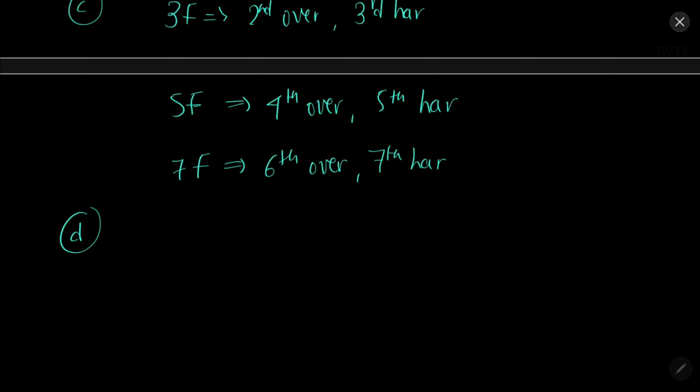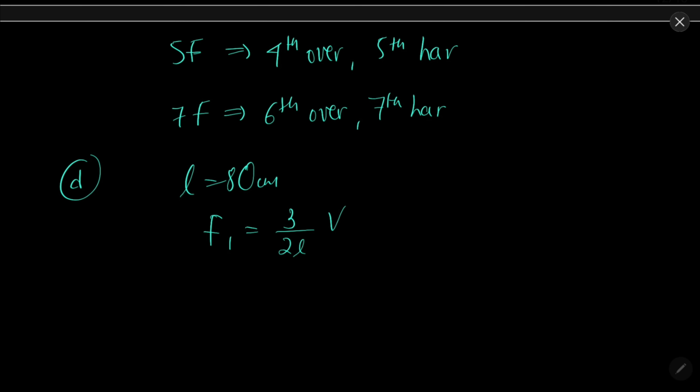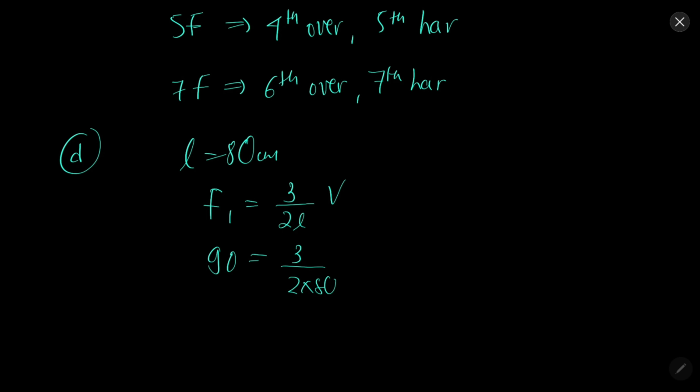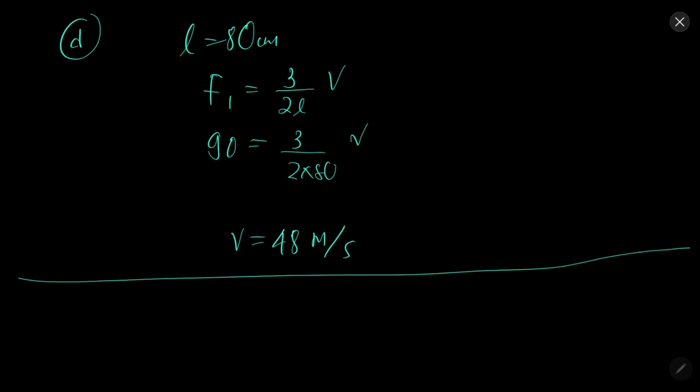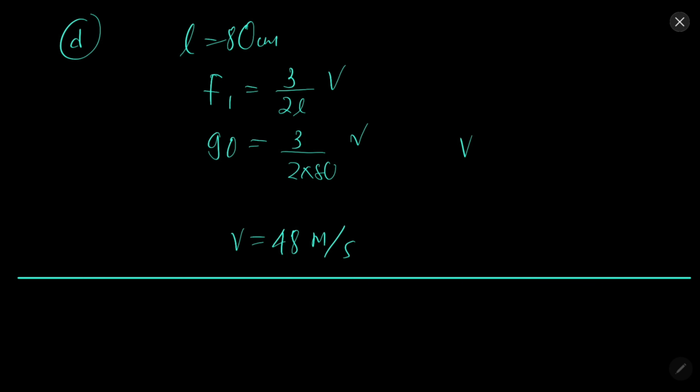D part, length is given 80 cm, so F1 will be 3 by 2L into V, 90 equal to 3 by 2 into 80, so into V. So V will come out to be around 4800 centimeter per second or 48 meters per second.